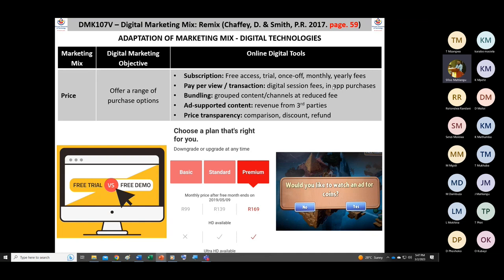This can also apply in a digital world whereby people are playing games and they have to purchase coins, and we call that in-app purchases because they are purchasing through the app. Usually they pay with their Apple Pay or Google Pay. And then with bundling, it's whereby we allow consumers to group content or channels at a reduced fee.